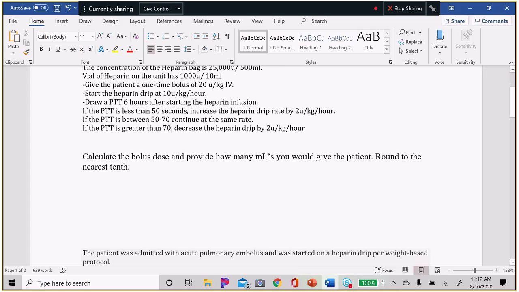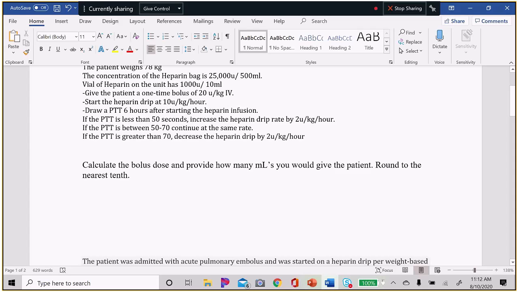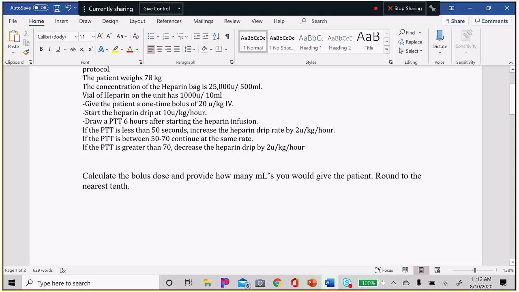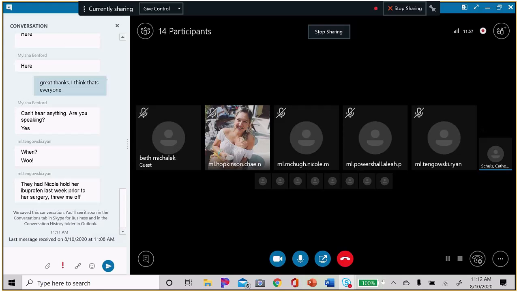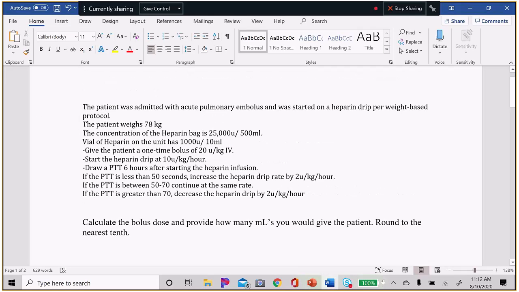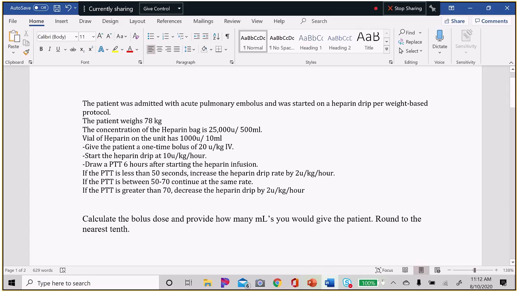So the first one is calculate the bolus dose and provide how many milliliters you want to give the patient, round to the nearest tenth, which you do for usually all of these problems for the bolus or the infusion. Okay, so here's our patient. Our patient weighs 78 kilograms. So the bolus dose is 20 units per kilogram, and they weigh 78 kilograms.